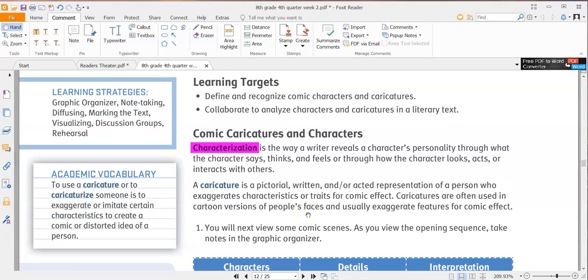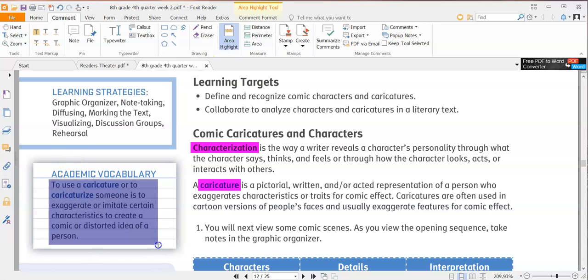So, a caricature is a pictorial, written and or acted representation of a person who exaggerates characteristics or traits for comic effect. Caricatures are often used in cartoon versions of people's faces and usually exaggerate features for comic effect. So let's look at this side note here. To use a caricature or caricaturize someone is to exaggerate or imitate certain characteristics to create a comic or distorted idea of a person.